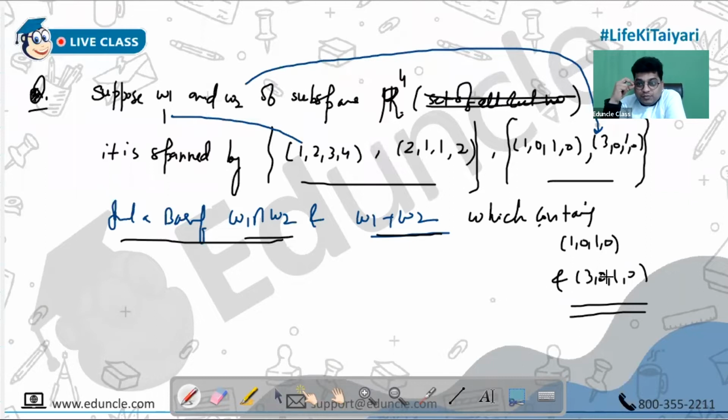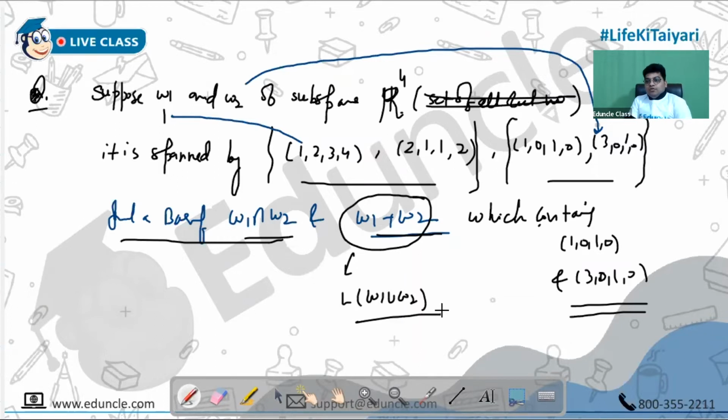The basis should contain these vectors. First of all, W1 plus W2 is generated by W1 union W2. As I have said, you have to find the basis. How do we find the basis? Take both the bases and put them in this form.